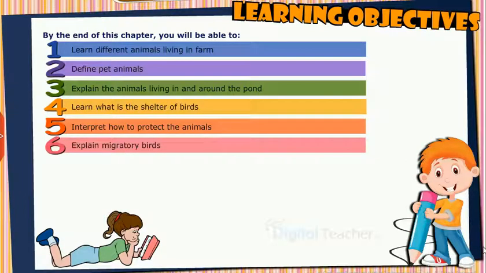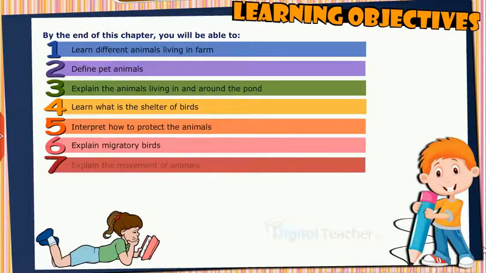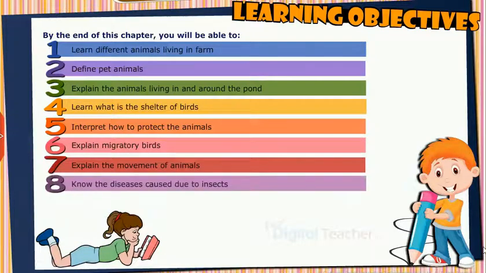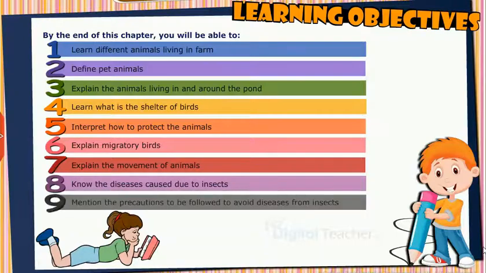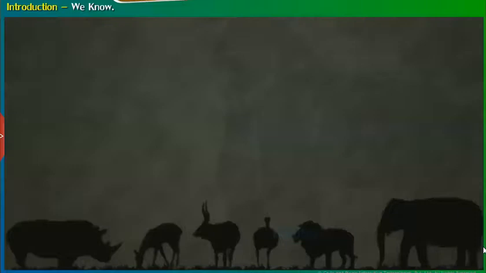Explain migratory birds. Explain the movement of animals. Know the diseases caused due to insects. Mention the precautions to be followed to avoid diseases from insects. Now let us start our chapter with the introduction.